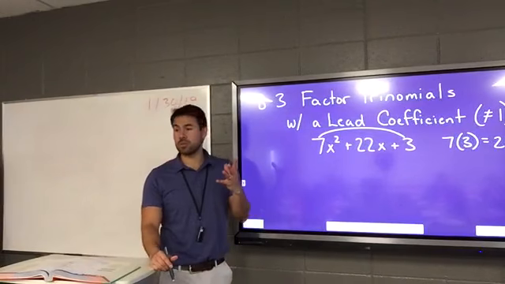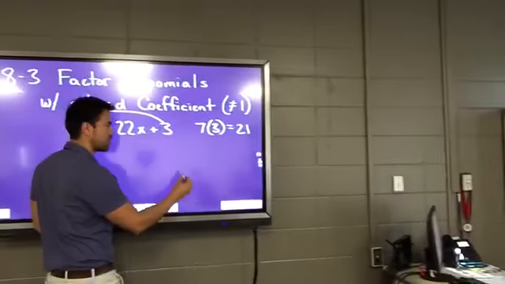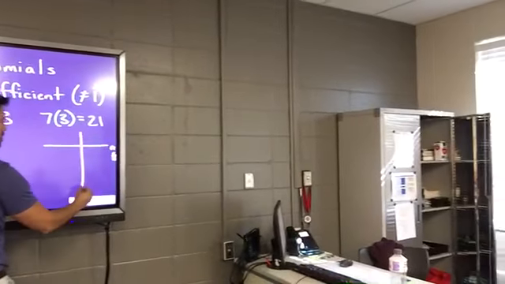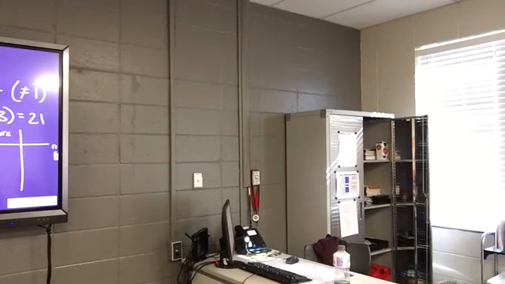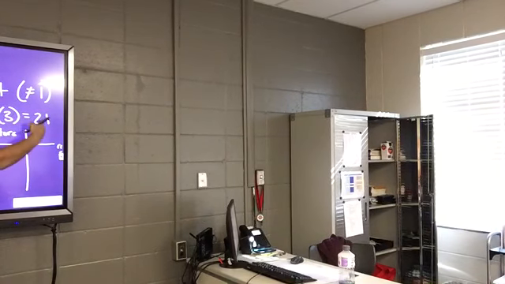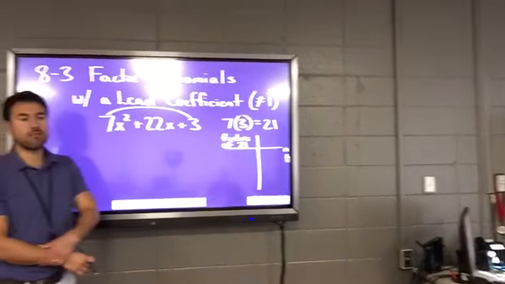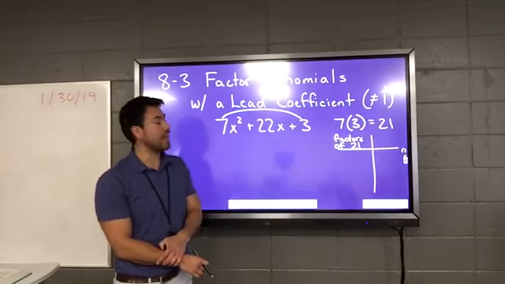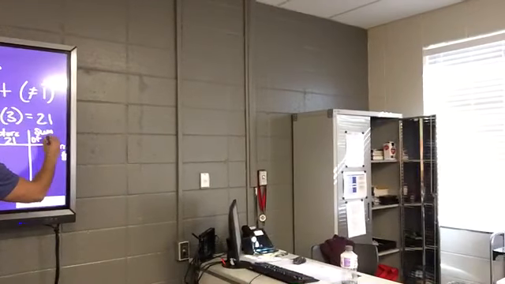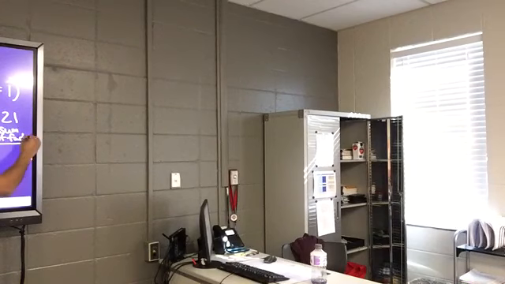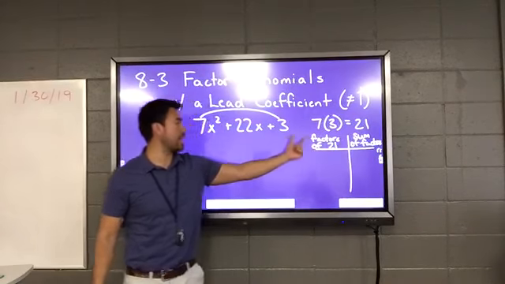Because now I can go through the process we went through on the last trinomials. So here I'm going to put, and I'm not going to do this for long, my two columns. I have factors, not of 3, factors of 21. I want factors of 21 now. Why? Because it's a helpful number and I need it. Okay? And then I'm still going to get the sum of those factors, sum of factors. Okay, so can anyone give me some factors of 21 that add up to be 22?